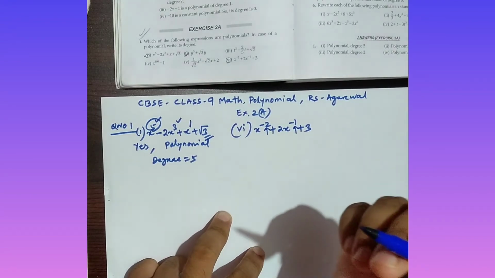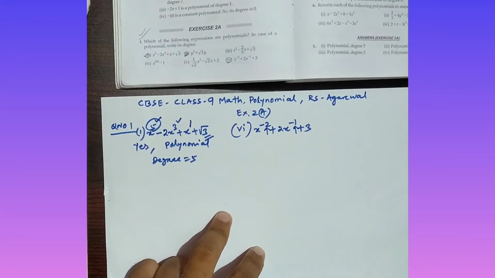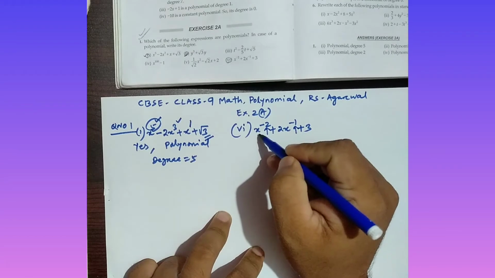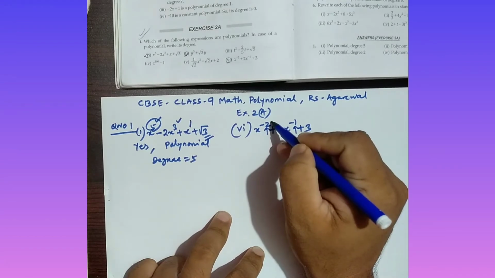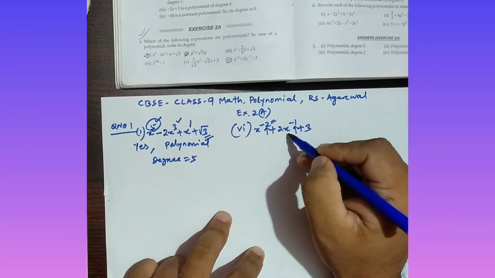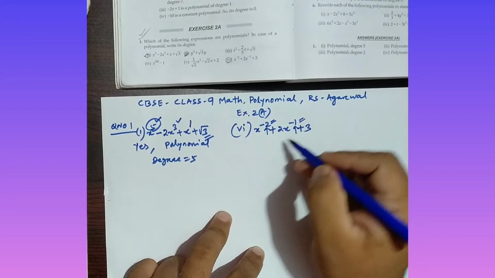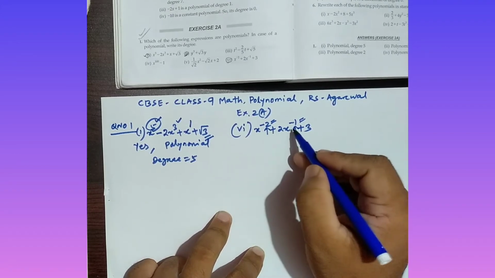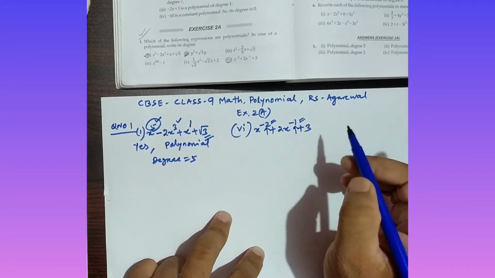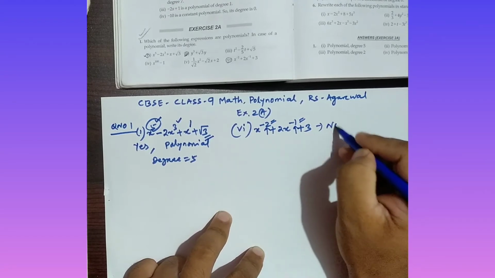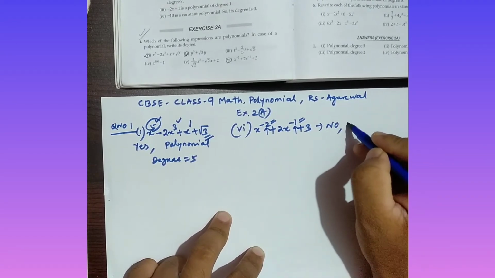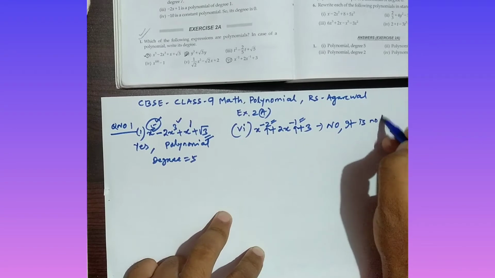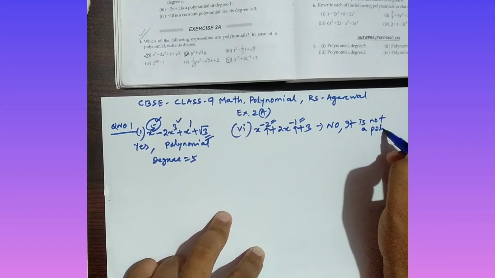The logic is saying that the power part of the variable should be a positive integer, meaning a whole number. Here the power part of the variable x is minus 2, and the power part of x is minus 1 here. So minus 2 is a negative integer, minus 1 is a negative integer. So that is why no, it is not a polynomial.